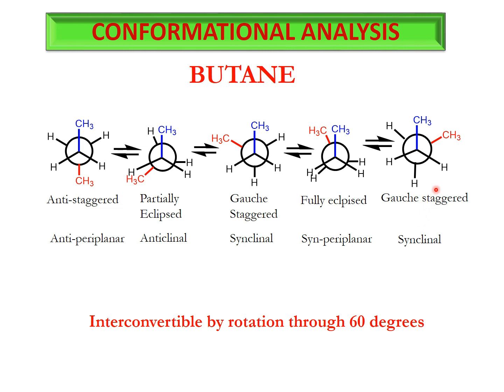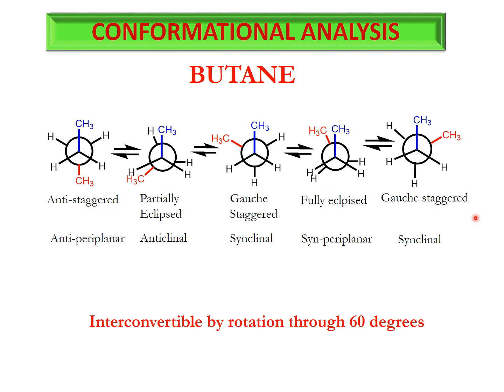And when you rotate it again, the CH3 will come here, and the hydrogens again will eclipse each other. So we will have a partially eclipsed conformation, and when you rotate it again, the CH3 will come here, and you will get the anti-staggered conformation back.